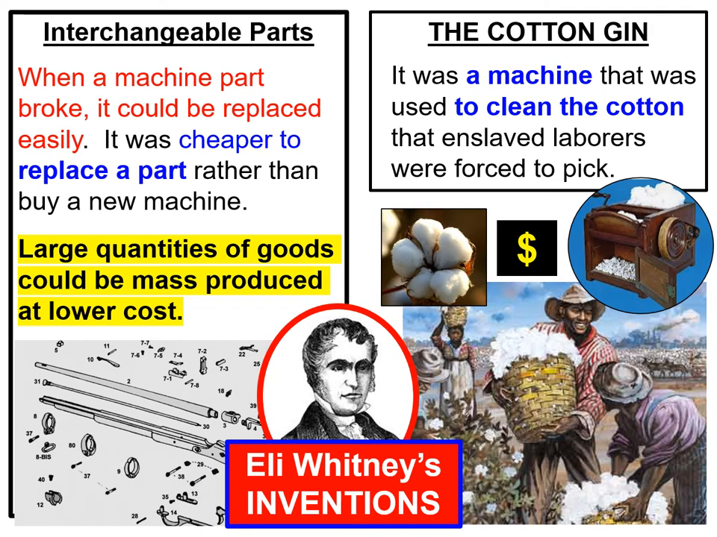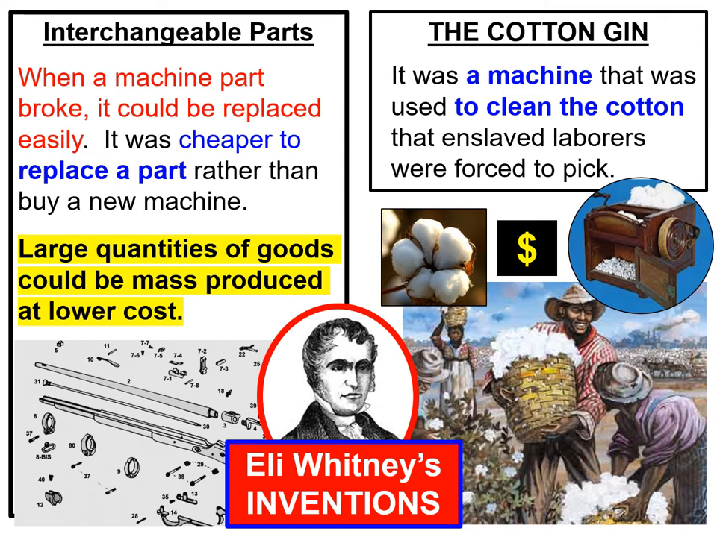Now, Eli Whitney was able to put this concept into action when he had a contract with the military. The military wanted him to make weapons, and he came up with this idea of the interchangeable part. Because if one part of the weapon broke, what are you going to do? You'd have to throw away the whole thing, or try to fix it?